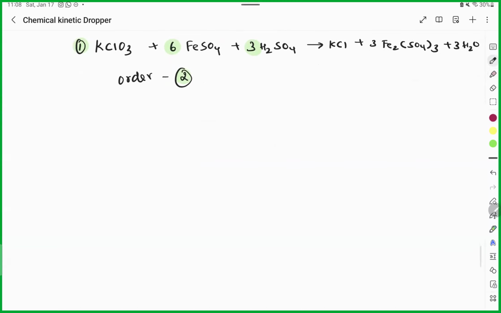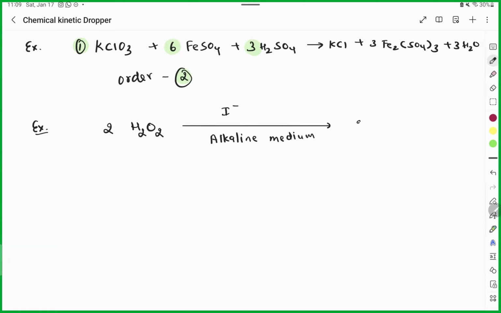Example. Remember, whatever example I am giving, all are NCERT examples, so we don't miss any, and you should be aware of each and every example. If you see this reaction, it happens in the presence of iodine, and your medium is alkaline. And what will be the product? 2H2O plus O2. Balance.